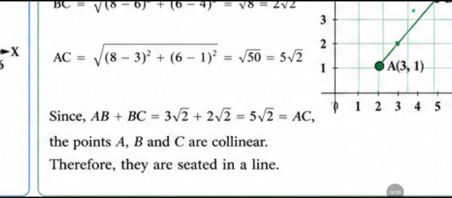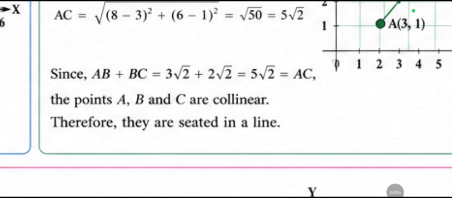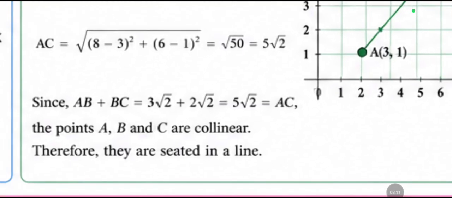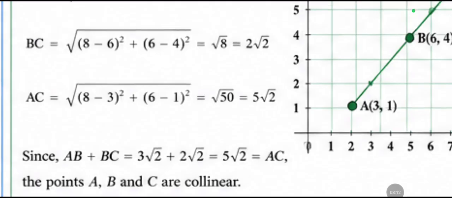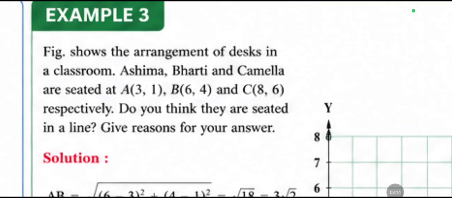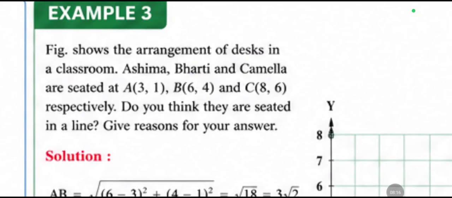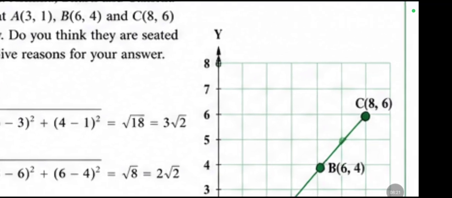Since AB plus BC equals 3 root 2 plus 2 root 2, which is equal to 5 root 2, that is the distance AC. Now the points A, B, C are collinear. Therefore, they are in the same line. So the three girls Ashima, Bharati and Kamila are seated in the same line respectively.